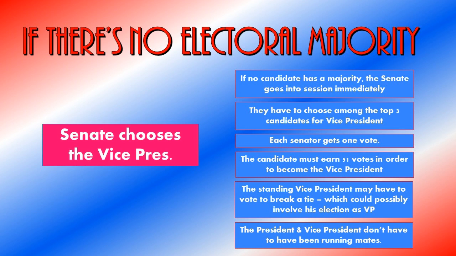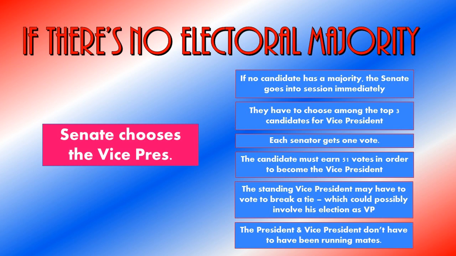Now, a candidate to become vice president is going to need 51 votes in the Senate in order to become the vice president. The other weird thing about this situation, since the House is choosing the president and the Senate is choosing the vice president, is that the president and vice president do not have to be running mates.